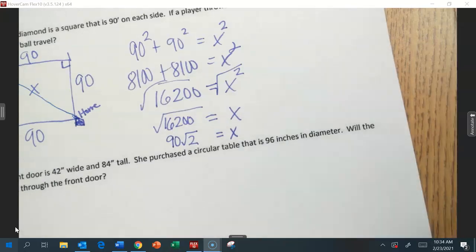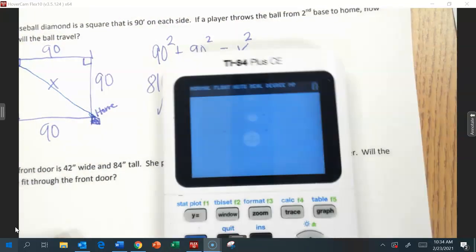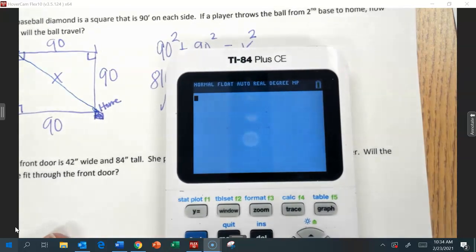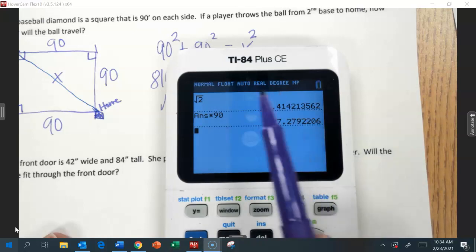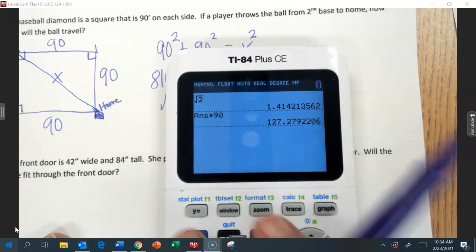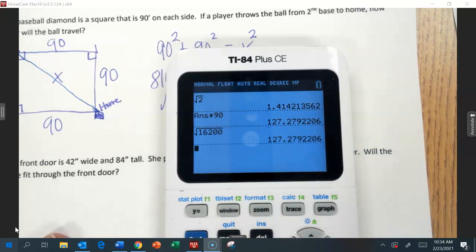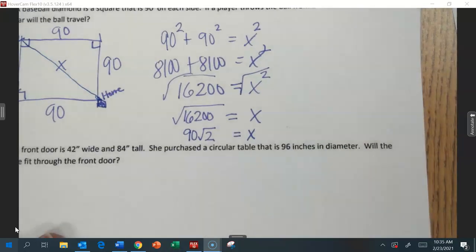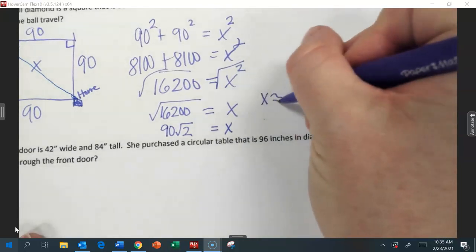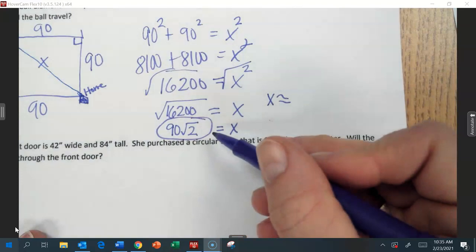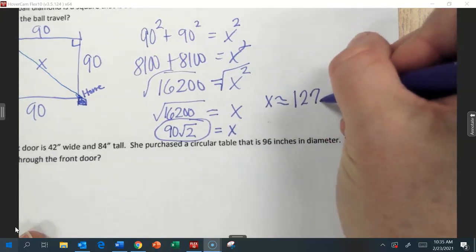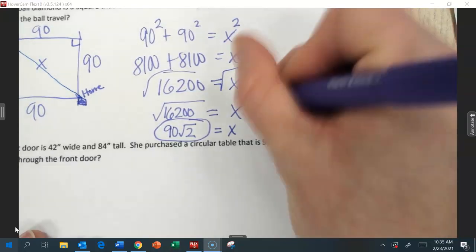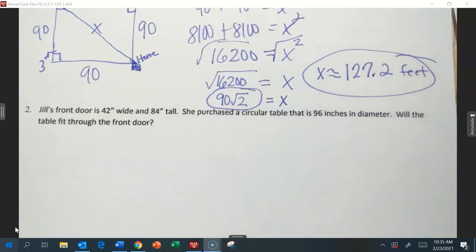But if you take out that calculator, and this is also how you know you simplified it, if I type in the square root of 2 and multiply that by 90, I get about 127.28 feet. And if I type in the square root of 16,200, these should be identical. So that not only helps me round it to approximate, but it lets me know that the exact answer is simplified. So there's our exact answer, and that distance is about 127.2 feet. Okay? All right.